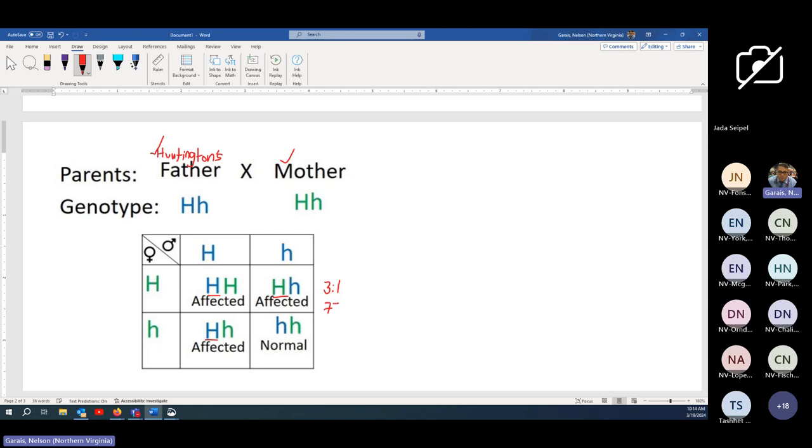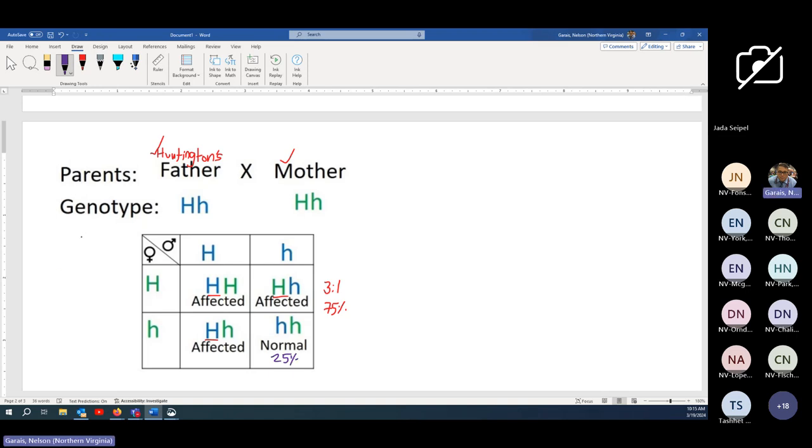And then what's the chance that the kid will be perfectly normal? Let's draw it another color. Only 25%. So you can see Huntington's, autosomal dominant, is anything that a dominant came out.